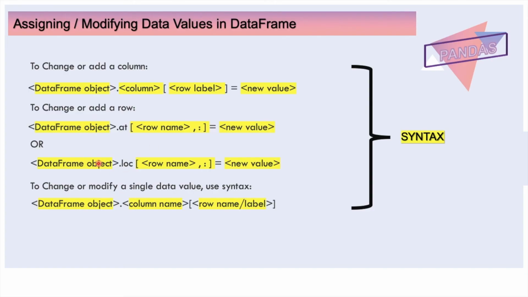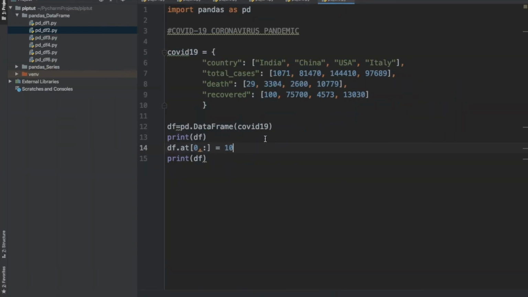Looking forward to the second syntax. As we can see, the second syntax uses .iloc or .loc for data modification or data manipulation. So let's move ahead and look at an example. As you can see, the data frame uses .iloc and sets the value 10 for row 0.